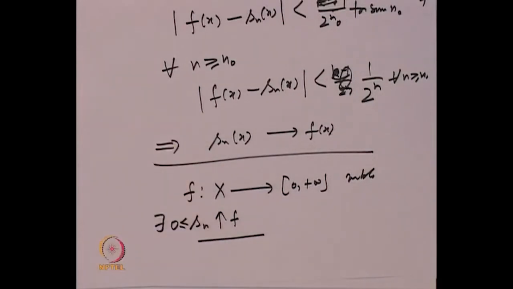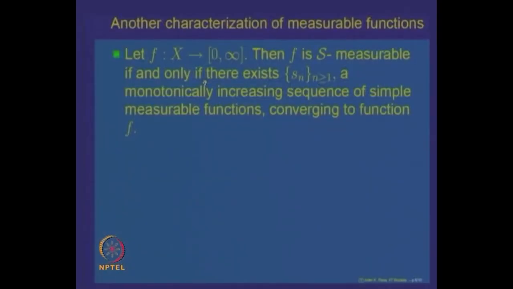So, let us come back to the theorem, which is one of the key theorems for the concept of measurable functions: every non-negative measurable function can be approximated, can be obtained as a limit of non-negative simple measurable functions, and these non-negative simple functions can be selected to be an increasing sequence. So, you can approximate a non-negative function as a limit of an increasing sequence of non-negative simple measurable functions.